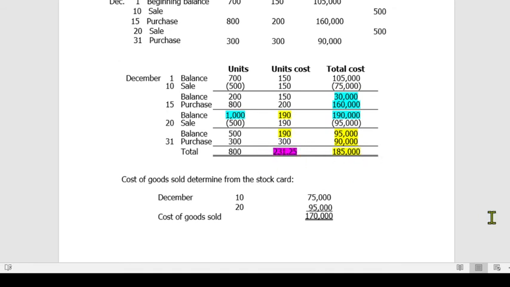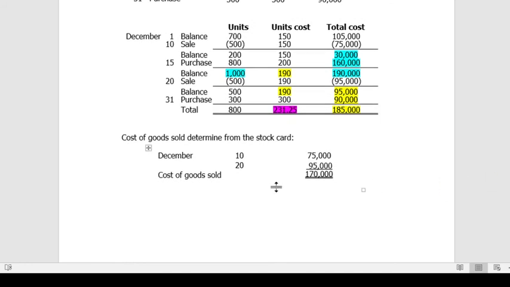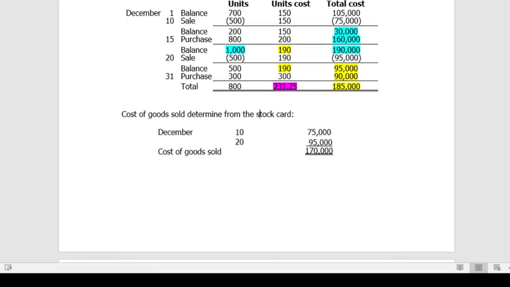Okay. So, since this is the end of the period, yun ang gagamitin mo. So, using this stock card, we look at how cost of goods sold is determined. Madali lang namang identify kung magkano ang cost of goods sold dahil lahat lang yun ng sales mo. 75,000 plus 95,000 is 170. So, that is your cost of goods sold to be reflected in your income statement.